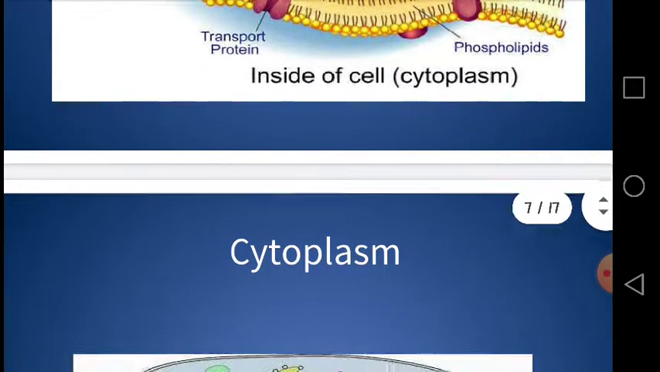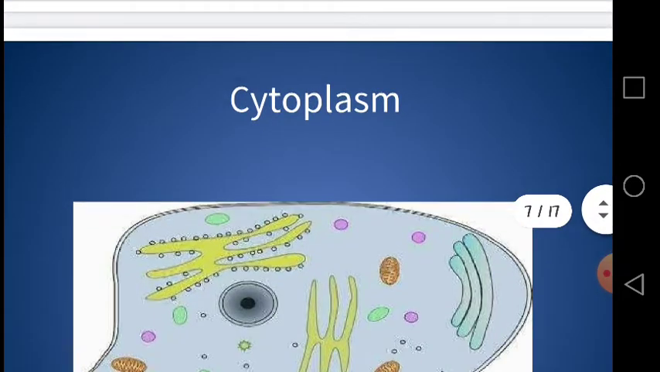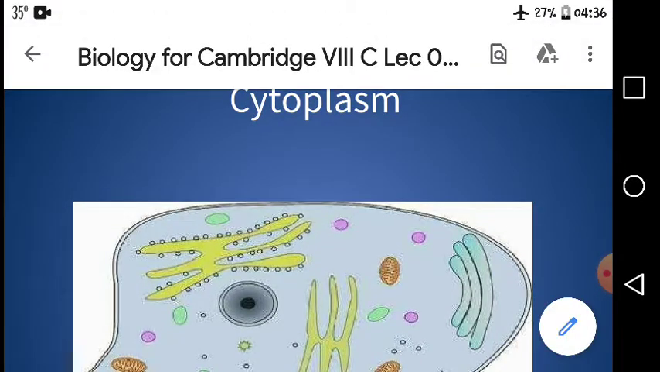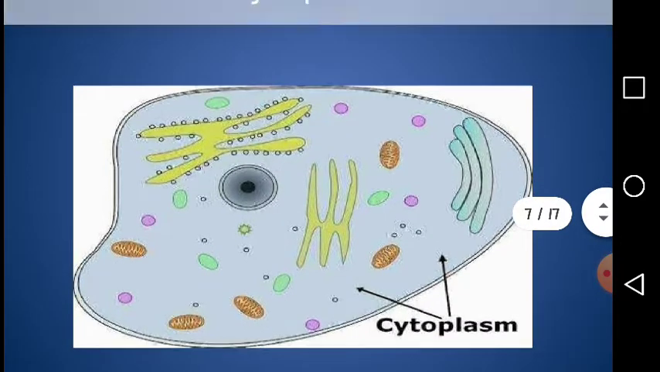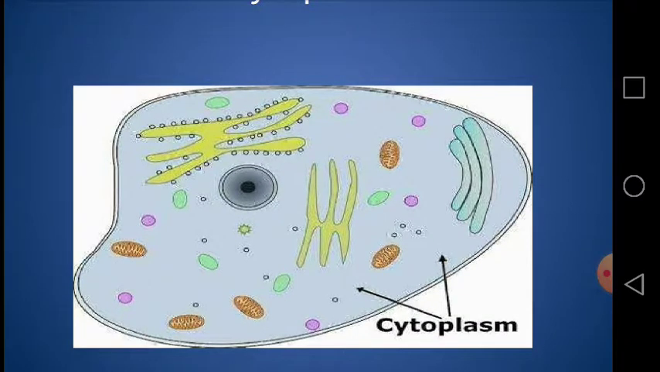Dear students, now we are going to focus on the cytoplasm. Cytoplasm is a site where so many chemical reactions are going on, and these chemical reactions are called metabolic reactions. What is a metabolic reaction? Those reactions in which the new molecules are formed and the older molecules are broken down.